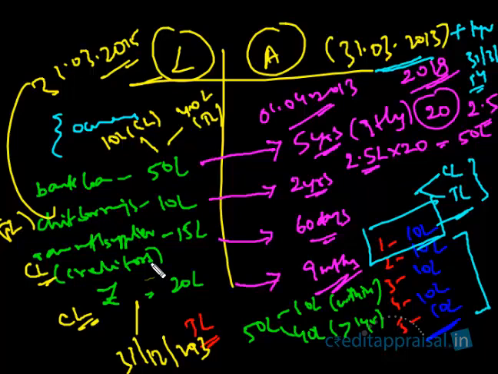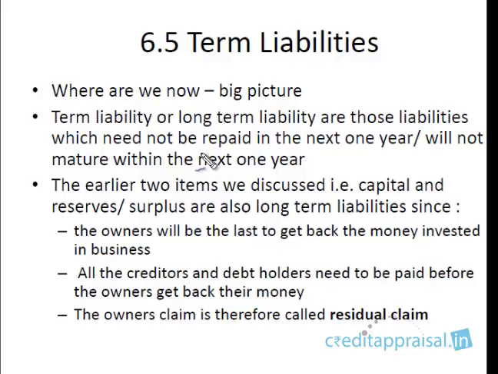If the repayment is falling due within the next 1 year, it's going to be a current liability. Else it is going to be a term liability, right? So a term liability is a liability which need not be repaid in the next 1 year. This is not going to mature within the next 1 year, so that will be a term liability.